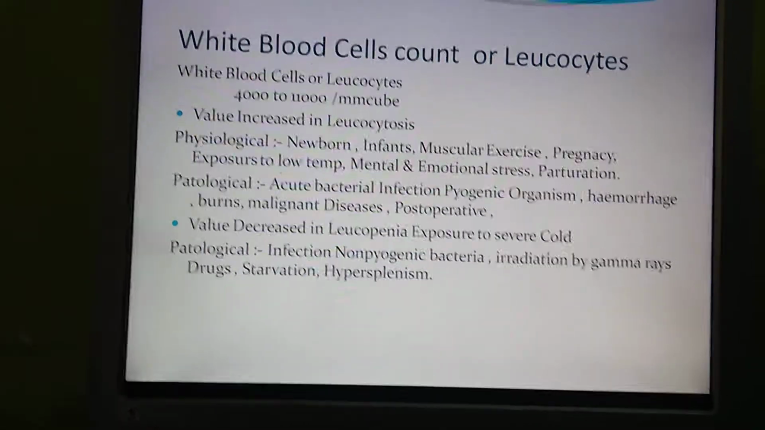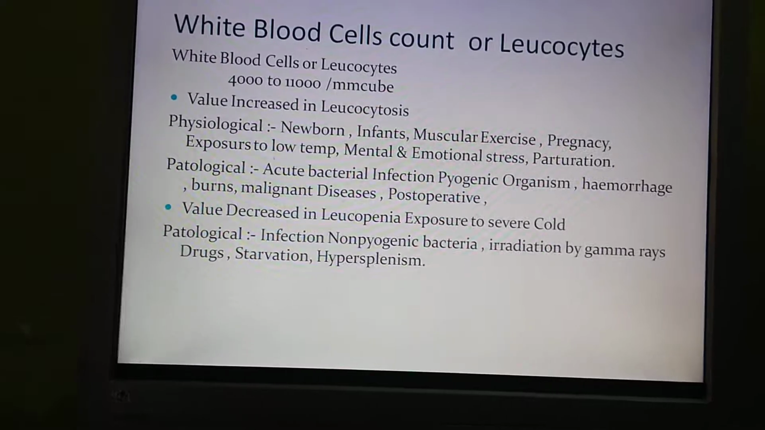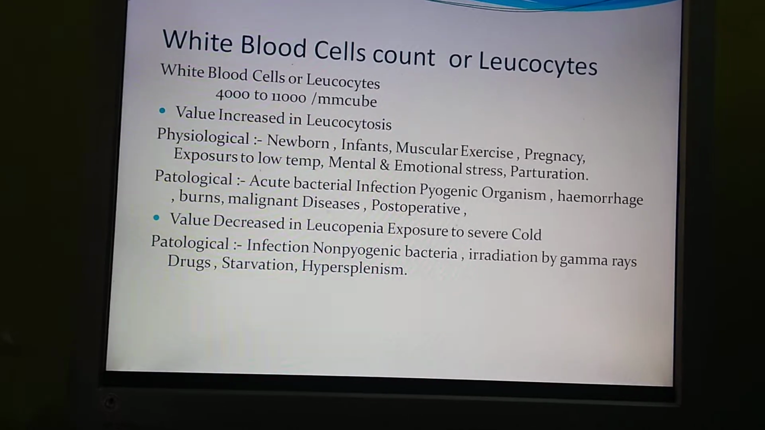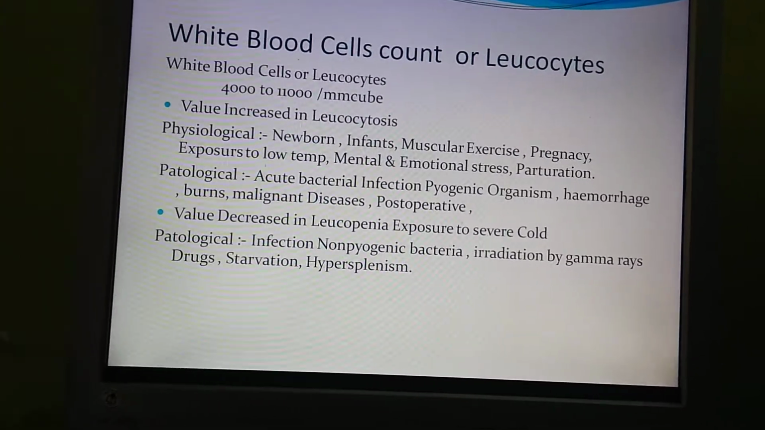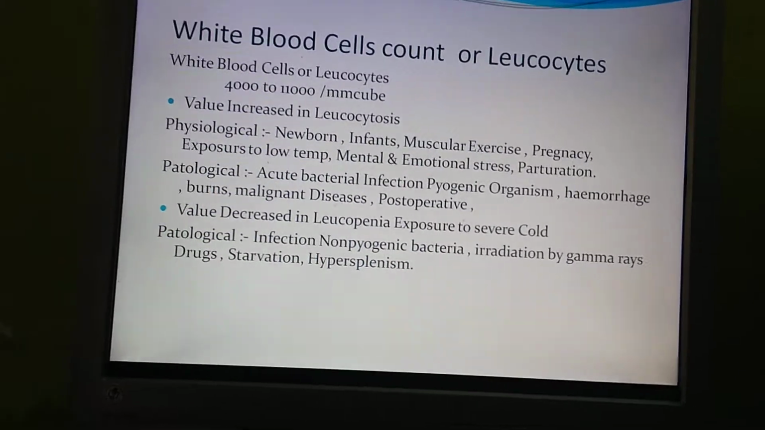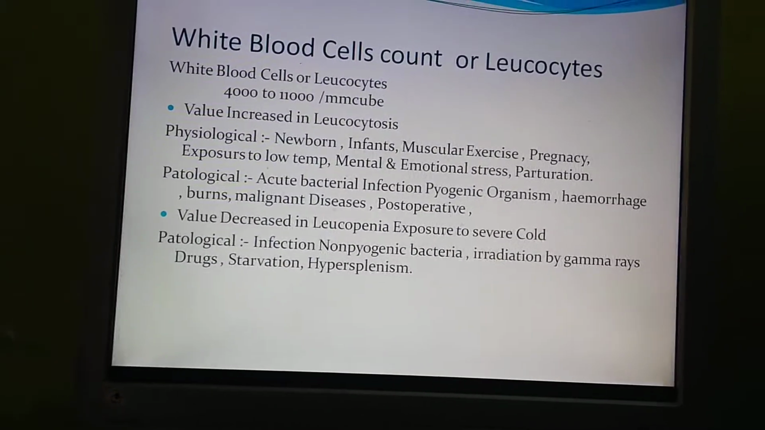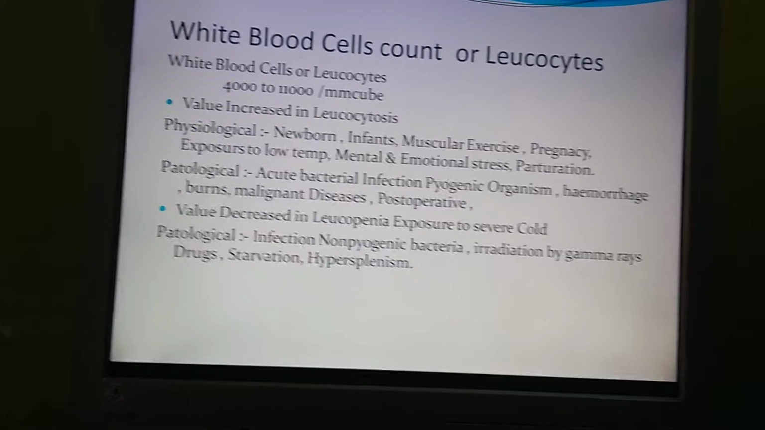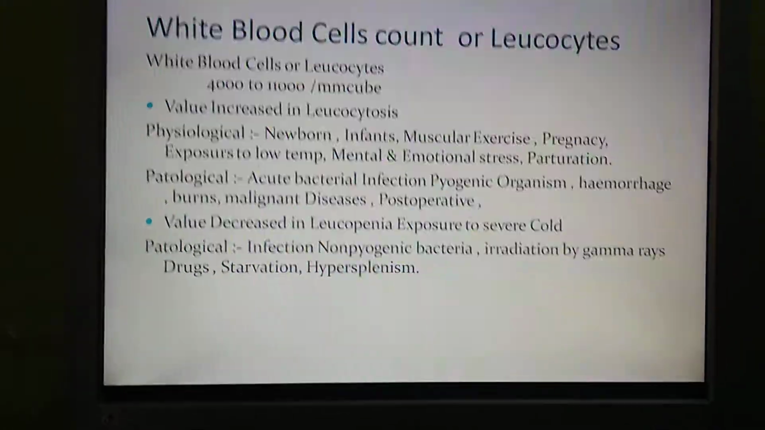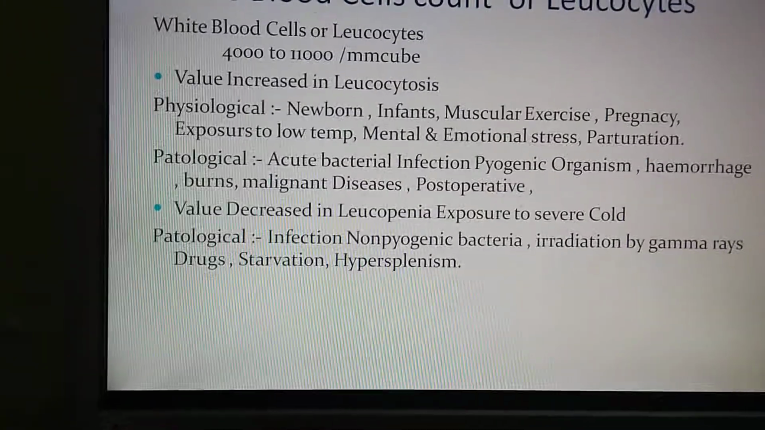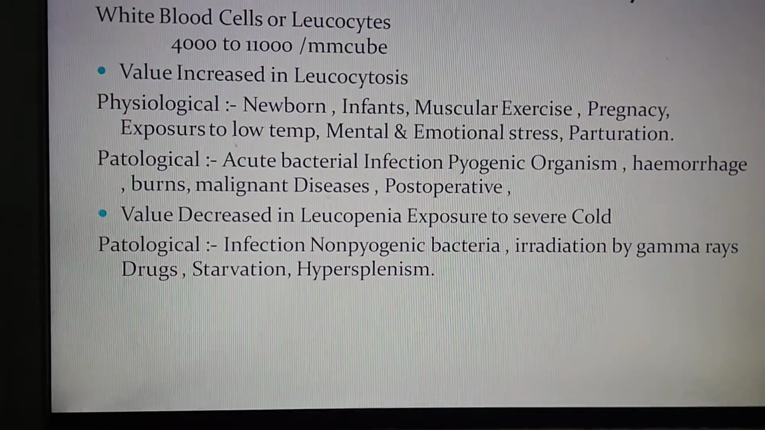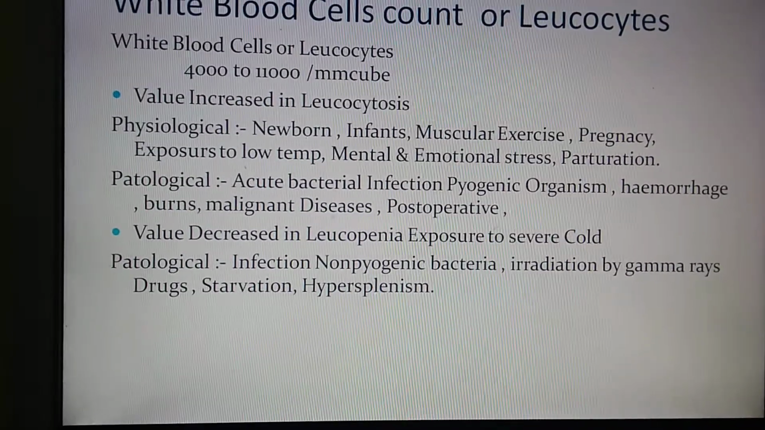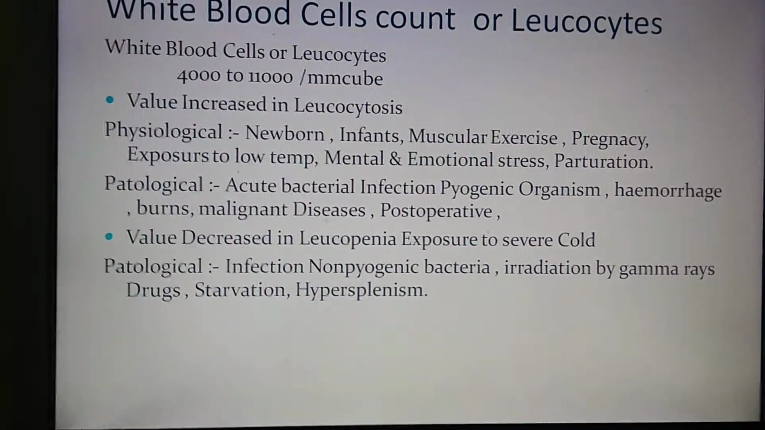WBC count or leukocyte count is also known as TLC, total leukocyte count. Normal WBC or total leukocyte count is 4,000 to 11,000 per cubic millimeter of blood. When the WBC count increases, the condition is called leukocytosis. Physiological leukocytosis is there in newborns, in infants, in muscular exercise, pregnancy, exposure to low temperature, mental and emotional stress, or parturition.